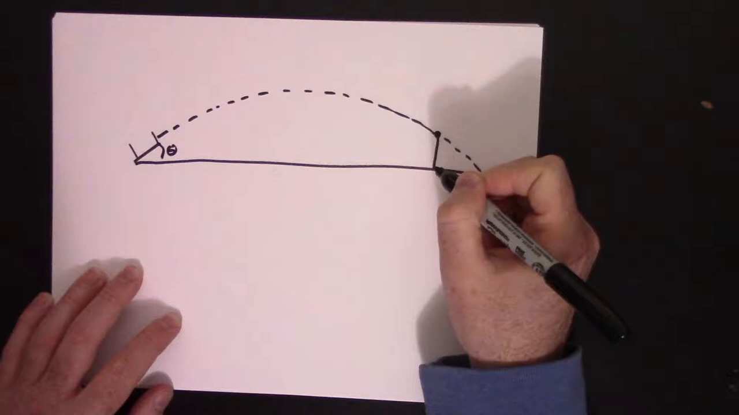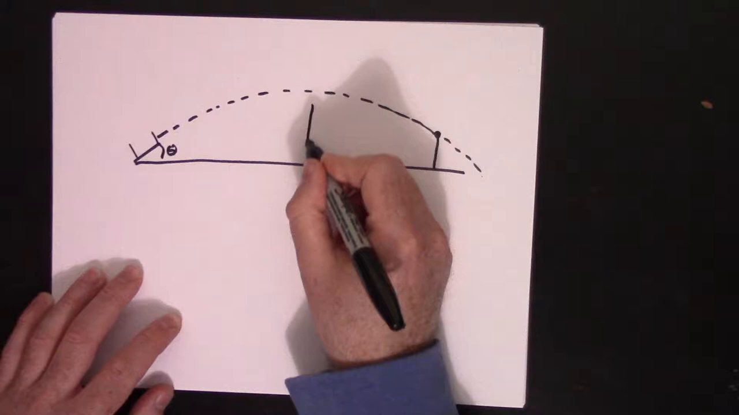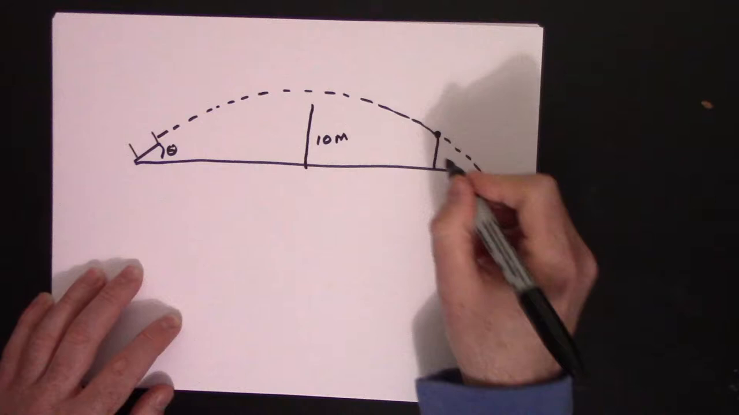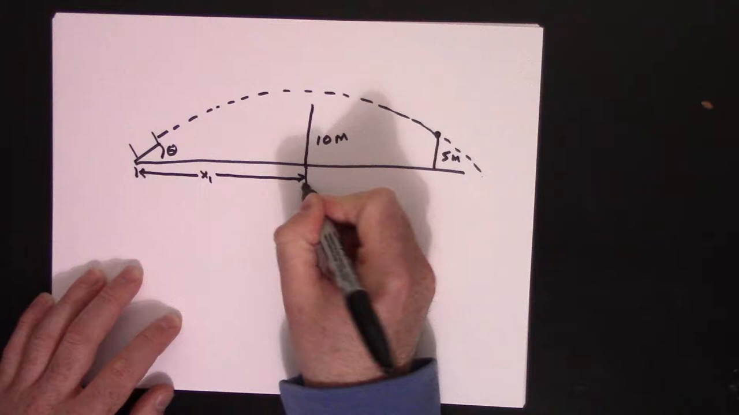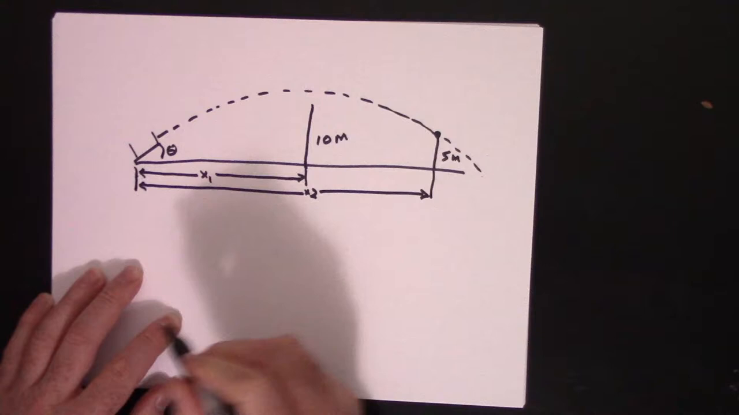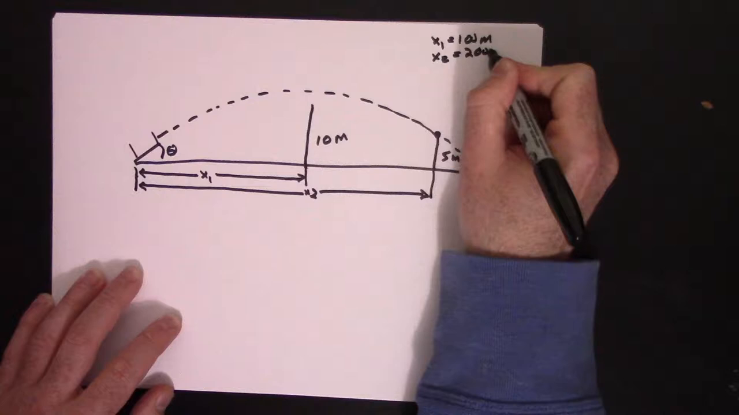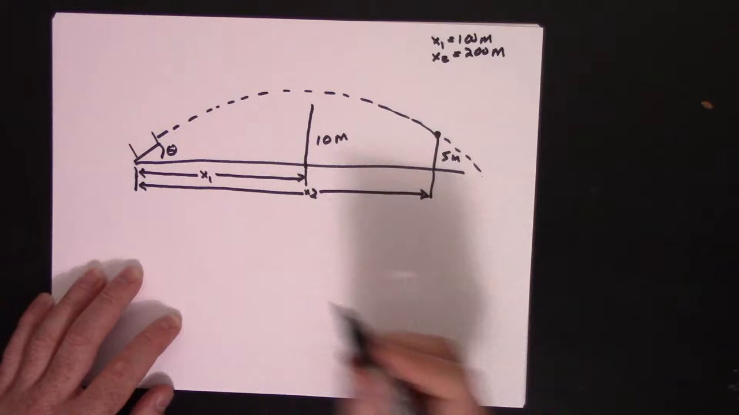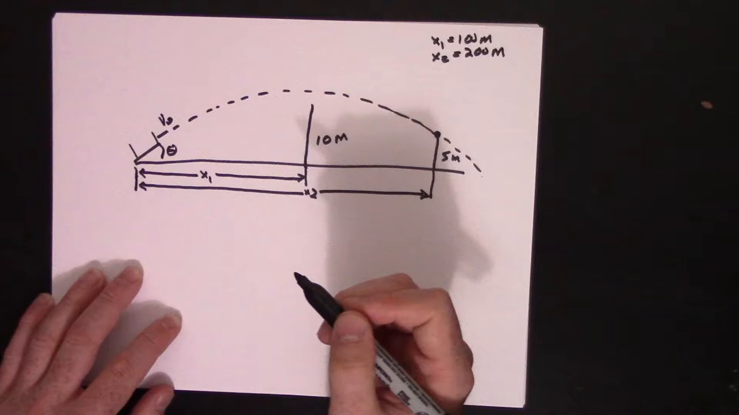It also has to clear an obstacle that is 100 meters away and is 10 meters high. 5 meters. We have to find an initial velocity, which will come out in our problem. We have to find this theta.